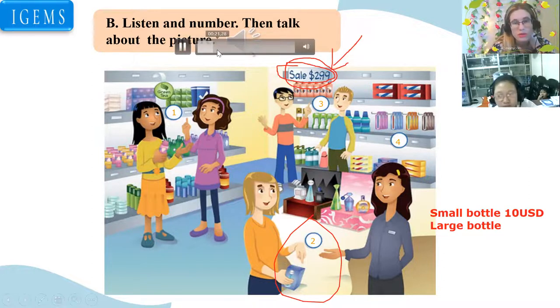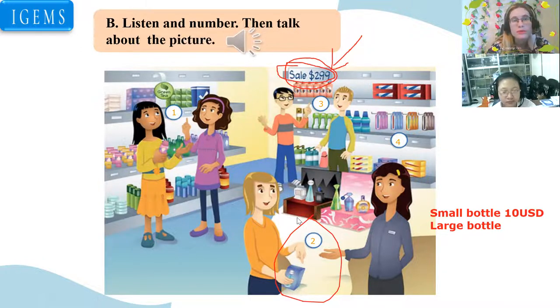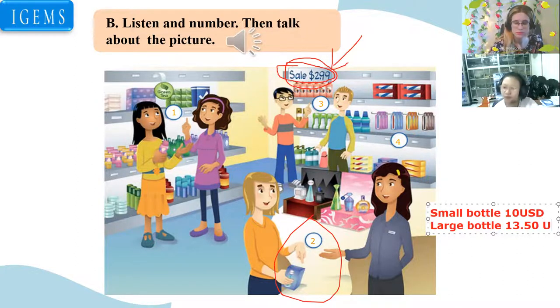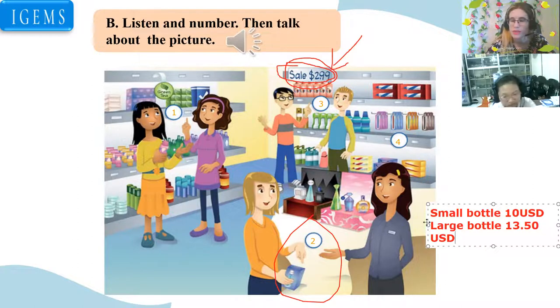Excuse me, how much is this? It's $24. It comes from Italy, but it's cologne. It's for men. Oh, oops. What about that one? That's a nice perfume. It's new, and it smells like spring flowers. How much is it? The small size is $10, but the large size is on sale today for $13.50.